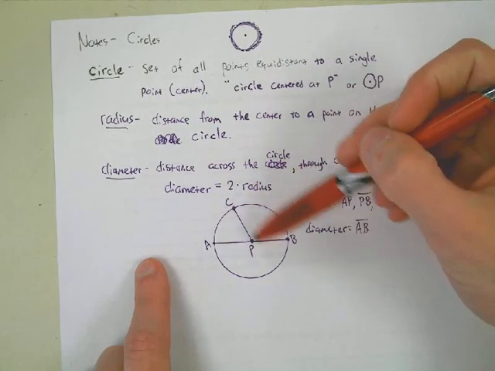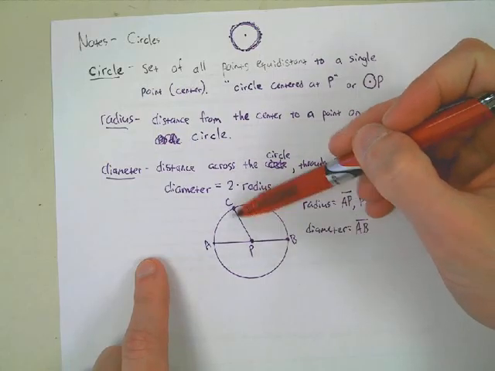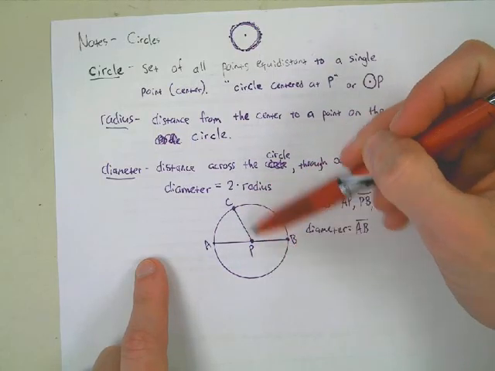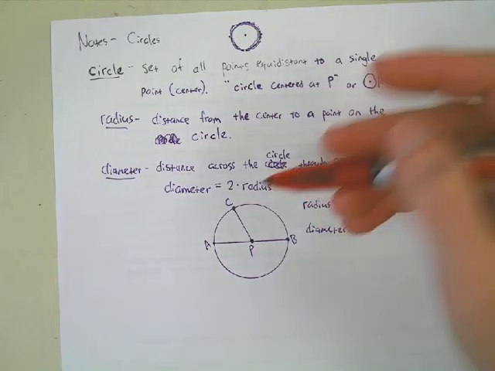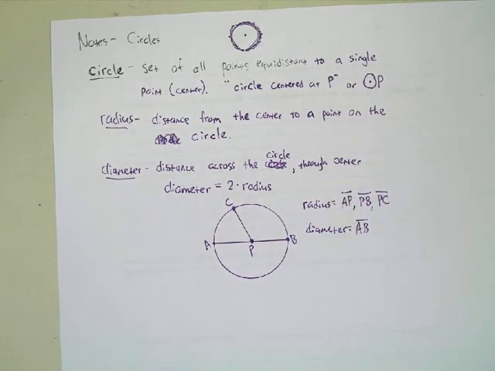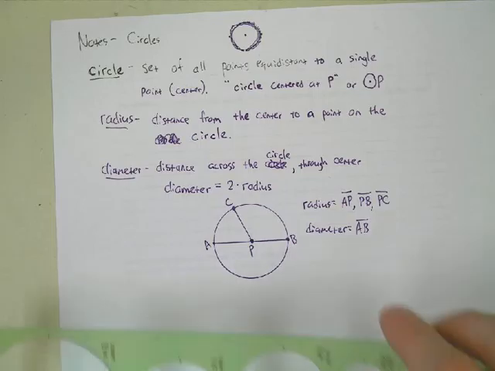CP, it's a radius. It goes from the center to the edge, but it does not continue through like this, so we can't call it a diameter. It's got to be straight. So, okay. All right, let's do a little more here. Talk a little bit more about some vocab.